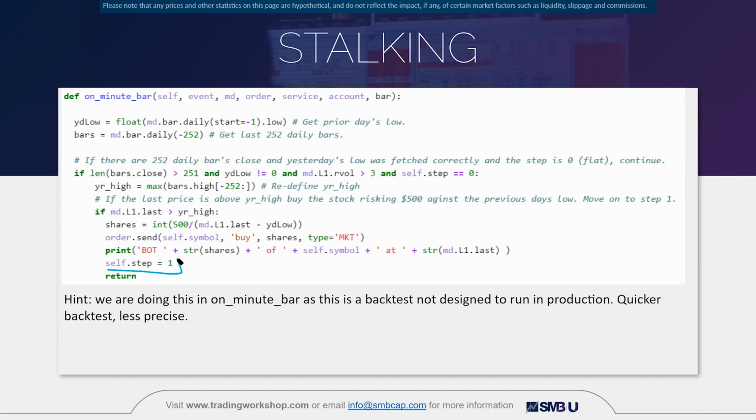Now here's where we bring that step back in. Now we're at step 1. The reason we do this is so that once we're at step 1, we don't run this code again, because the next minute that executes, it's going to say, are we at step 1? Yes, we are, which means this is now false. So we will no longer run this code. And that's why we issue this return command to return it back to the top so that we don't accidentally buy the stock twice.